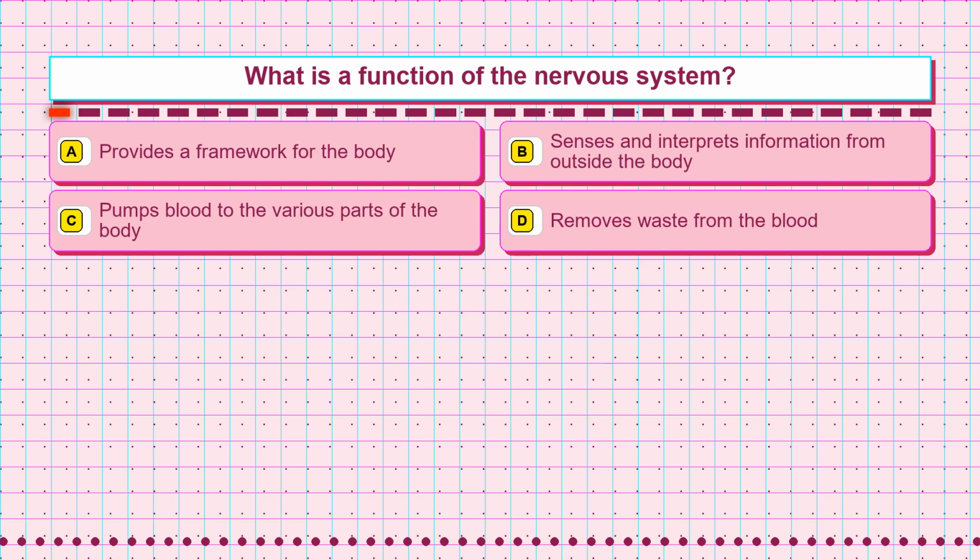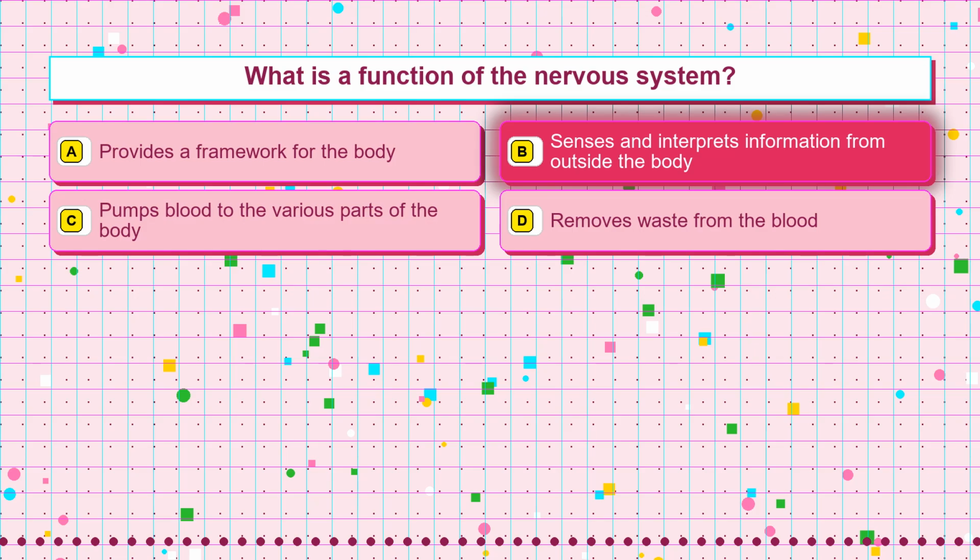Question 16. What is a function of the nervous system? Option A. Provides a framework for the body. Option B. Senses and interprets information from outside the body. Option C. Pumps blood to the various parts of the body. Option D. Removes waste from the blood.